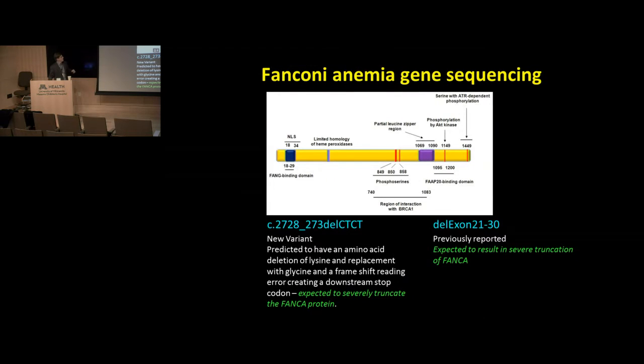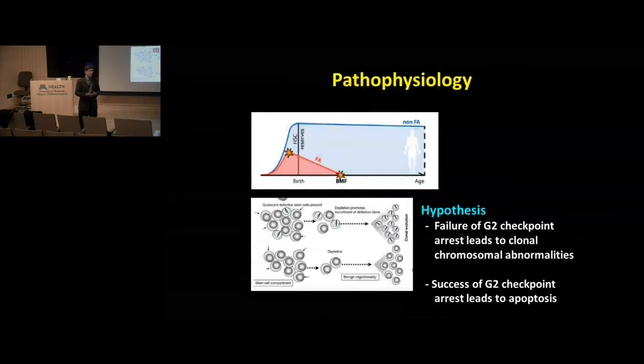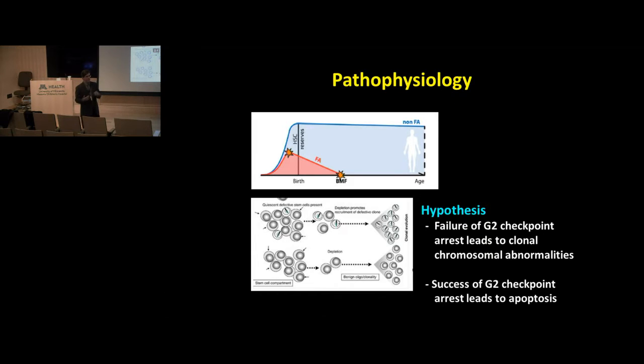And the reason why we want to know about the gene defect is, in some cases, it allows us to predict the future of the child's course, both in terms of cancer, for example, if you had a defect in BRCA1 or BRCA2, or the pace of bone marrow failure.